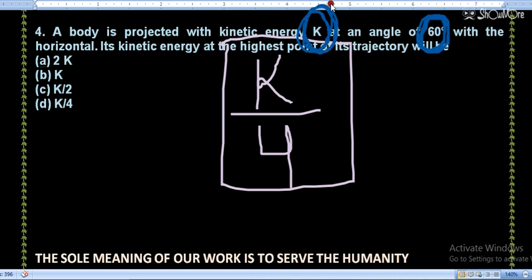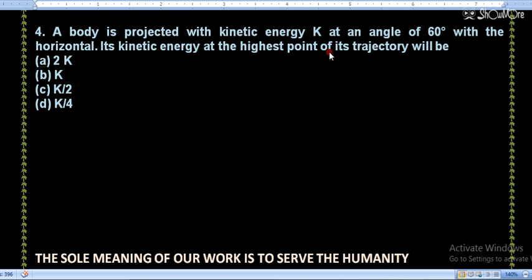Basically students, you have to remember the concepts. If you remember the concepts, then the question will be clear. So k by 4 will be the answer for question number 4, that is option D from the given four options. Now we have to move to question number 5. If any doubt is there in question number 4, then you can ask. So now we are moving to question number 5 of today's video.